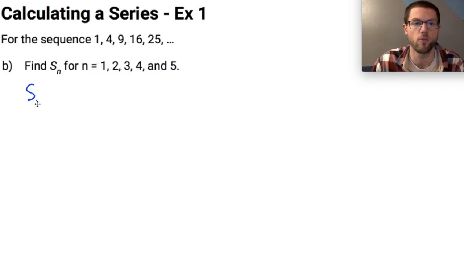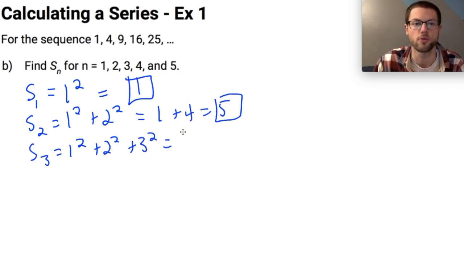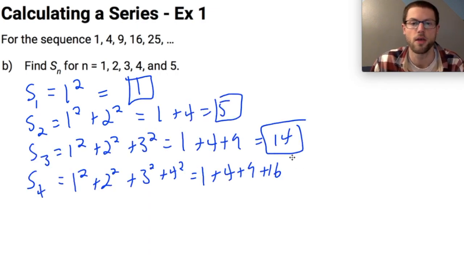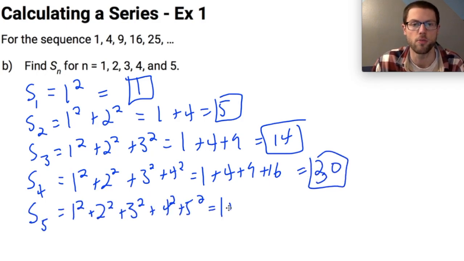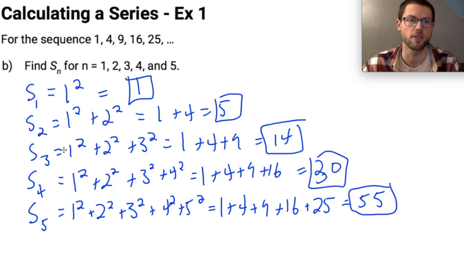So let's now take the second part and find s sub n for all these n values. s sub 1 is going to be given by just 1 squared, so it's one term long, and it takes the first term and we square it, so this is going to equal 1. s sub 2 is going to equal 1 squared plus 2 squared, which is going to equal 1 plus 4, which is going to equal 5. So here is the sum of all of these series for these different numbers of terms.